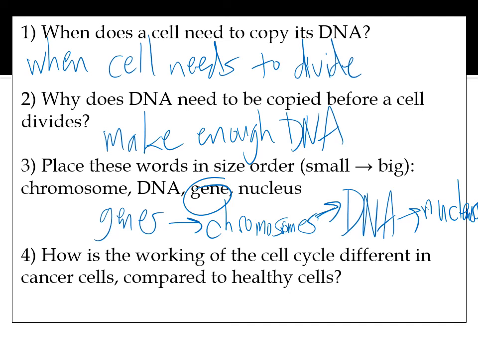How is the working of the cell cycle different in cancer cells compared to healthy cells? In cancer cells, it doesn't stop. Cell division is uncontrolled. It's turned on incorrectly. There's often mutations. With the normal cell cycle where you grow a little bit and then you make a copy and then you do your job again and then you divide and then you turn off and wait till later, that doesn't work. It's just divide, divide, divide. It doesn't stop. And that's really, really bad.